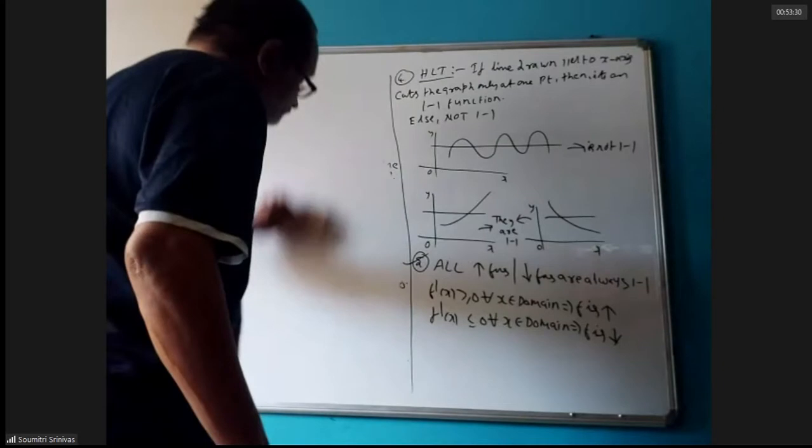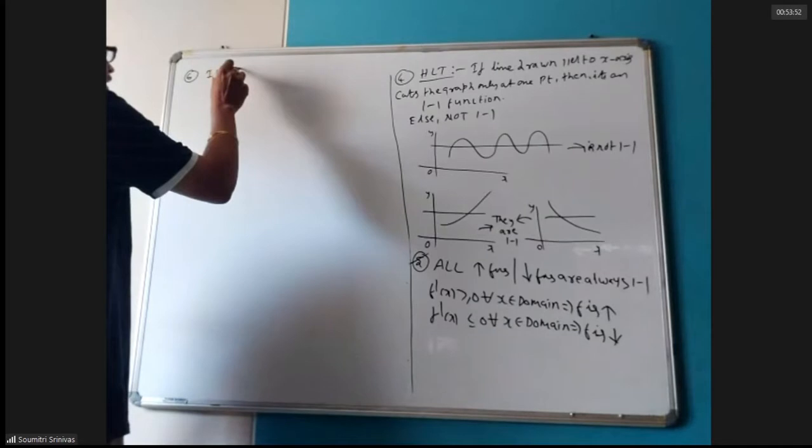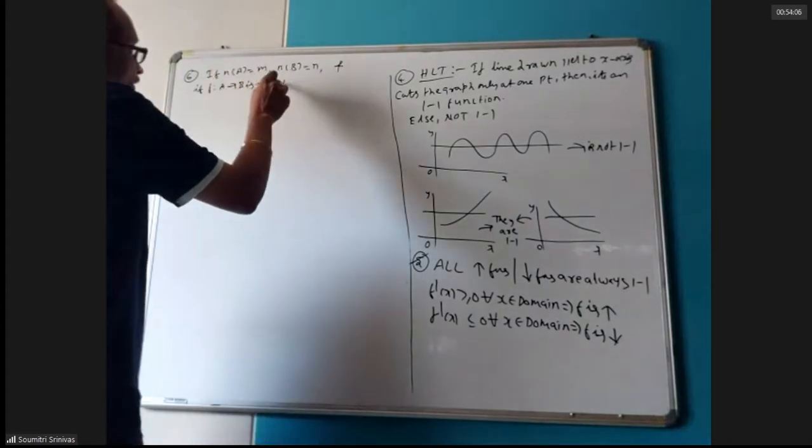Now look at this. Pay attention. If n of A is equal to m, n of B is equal to n, and if f from A to B is 1-1, then the condition is dash, and the number of 1-1 functions from A to B is dash.